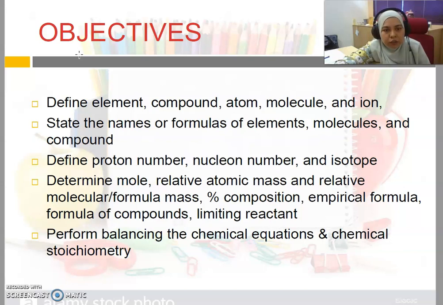And then for the calculation part, the students are able to determine the mole, the relative atomic mass or RAM, and relative molecular and formula mass or RMM, percent composition, able to determine the empirical formula of a compound, and also calculation on limiting reactant. And the last objective of this chapter is the student able to perform balancing chemical equation and chemical stoichiometry. Right.